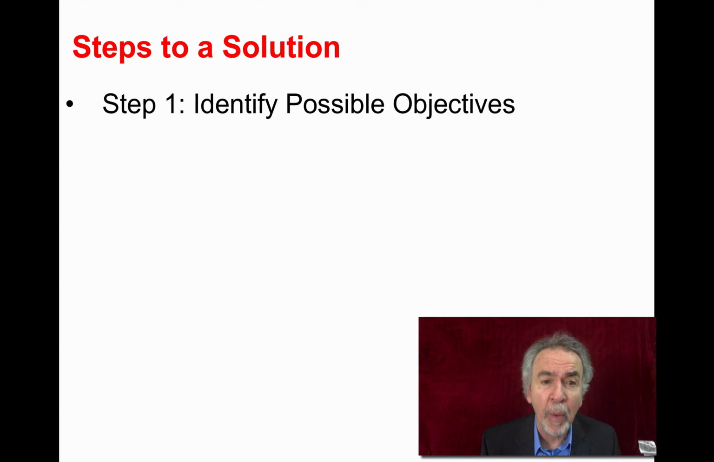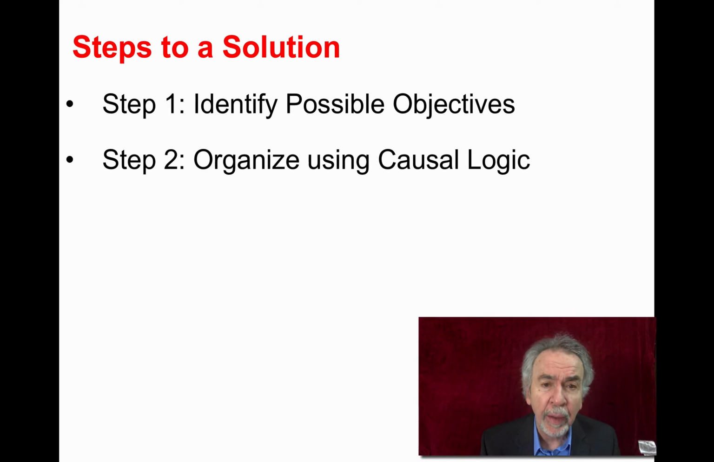Brainstorm or take them from a scope of work. Second, organizing them using causal logic. Begin to put it into the logical framework so you distinguish what you can make happen, what's necessary to make happen in order to achieve this higher goal. Third, add measures. Sharpen the objectives with success measures. Quality, quantity, and time. What does it look like when we've achieved this objective?